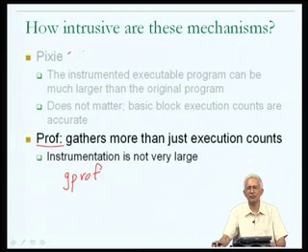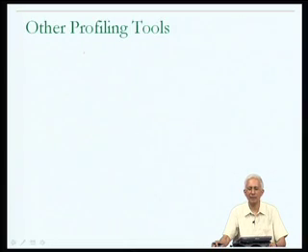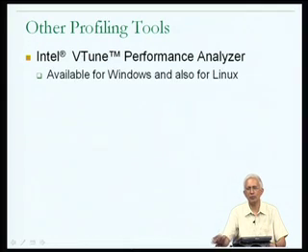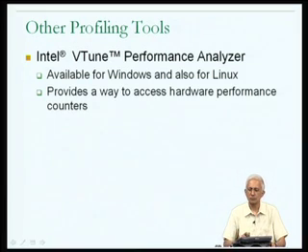Okay, now are there any other mechanisms that we should be aware of that are widely available on computer systems that might be useful to us in getting ideas about the important parts of our programs? So are there other important profiling tools? I would like to mention just one. There are several, but I'd like to mention one, and that is the Intel vTune Performance Analyzer. This is a product available from Intel, and this is available both on Windows as well as for Linux systems.